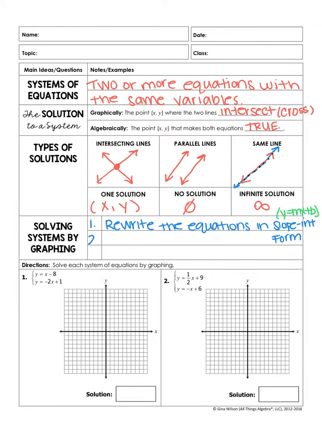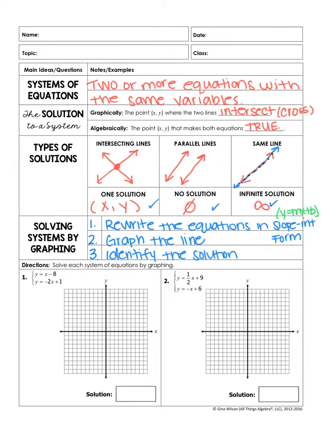Our second step would be to use that slope-intercept form and actually graph the line. Once we graph it, we can figure out, do they intersect at one point? Are they parallel or are they the same line? And from there, identify the solution. So again, if they intersect, we would find the coordinate. If they're parallel, we would say there's no solution. And if they're the same line, we would say there's an infinite number of solutions. All right, so let's try the first one together.